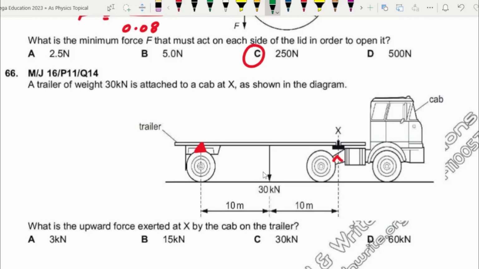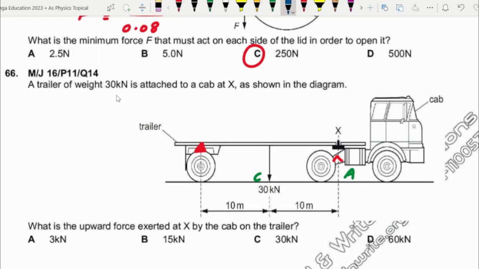So this force would rotate it clockwise, and this force that we need to find would rotate it anti-clockwise. Okay, it would move it like this. The 30 kilonewton would make it move like this, clockwise. So clockwise moment equals anti-clockwise moments. So let's write down the formula.